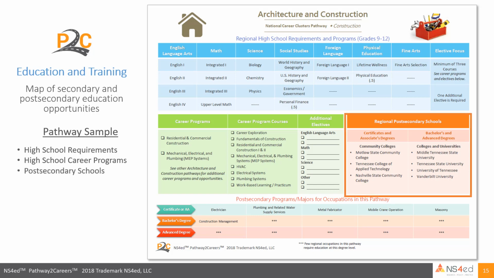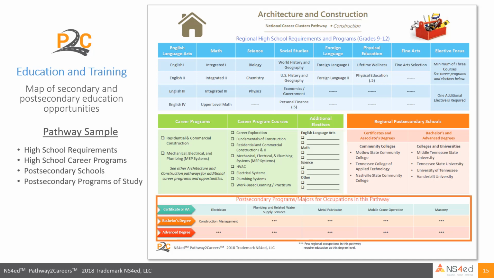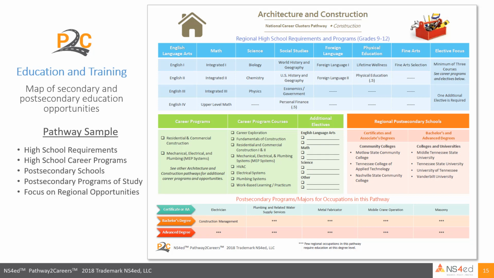The regional post-secondary schools are presented and can direct students to accredited schools in their region that offer post-secondary training. Toward the bottom, programs of study for occupations on the first page are listed. For this pathway, there were few occupations that required an advanced degree, so education programs are listed primarily for the Job Zone 3 occupations. Finally, it should be noted that all information on this page is focused on regional opportunities that students can access in nearby areas.